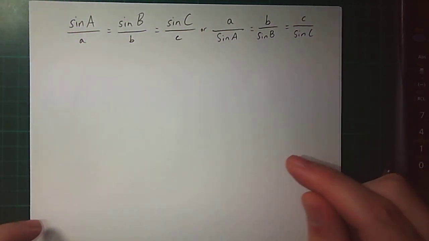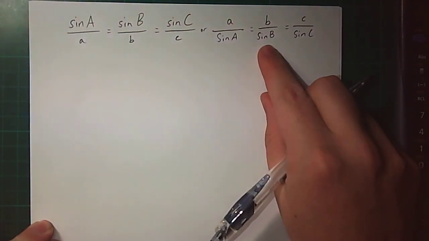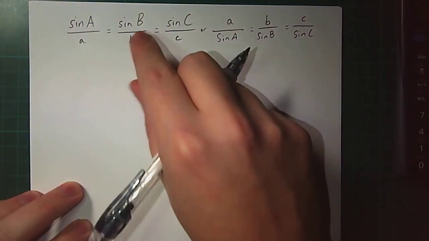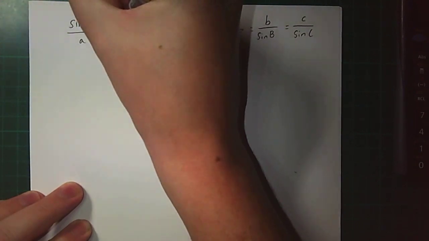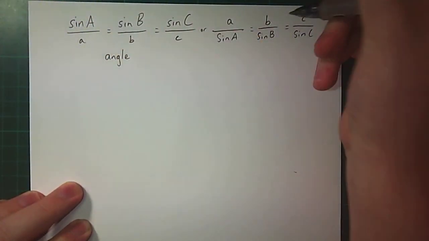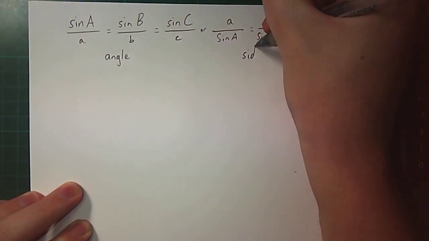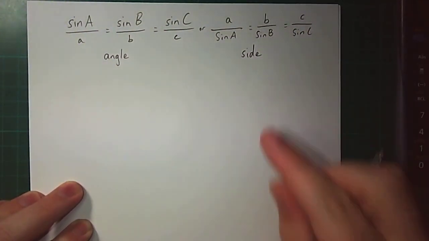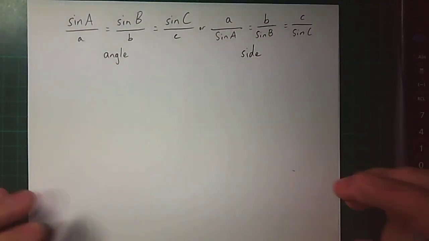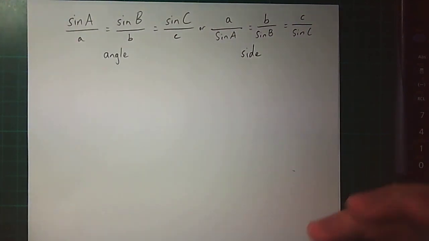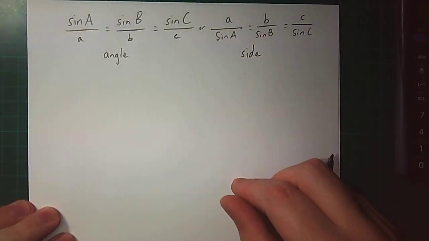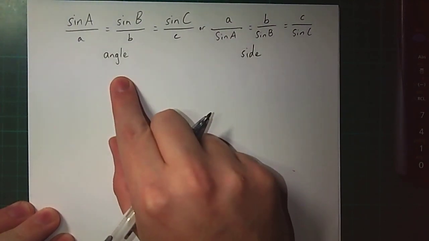In one instance, we have the angles on top or the sides on top. If the angles are on top, that means we're finding the angle. And if the side's on top, that means we're finding the side. So that's where they're useful on their own behalf. If you end up using the opposite one, it's okay. It just involves a bit more working to get the answer. So to start off, we're going to work with this.